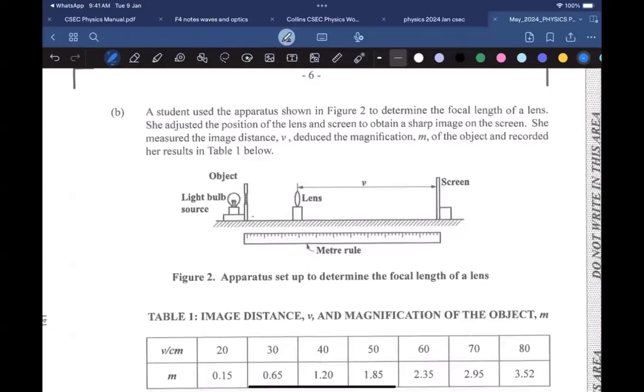A student uses the apparatus shown in figure 2 to determine the focal length of the lenses. She adjusted the position of the lens and screen to obtain a sharp image on the screen. She measured the image distance V, deduced the magnification M of the object, and recorded her results in table 1 below.